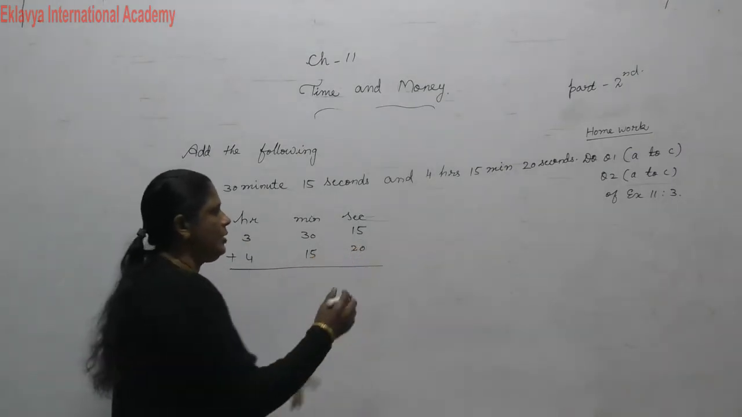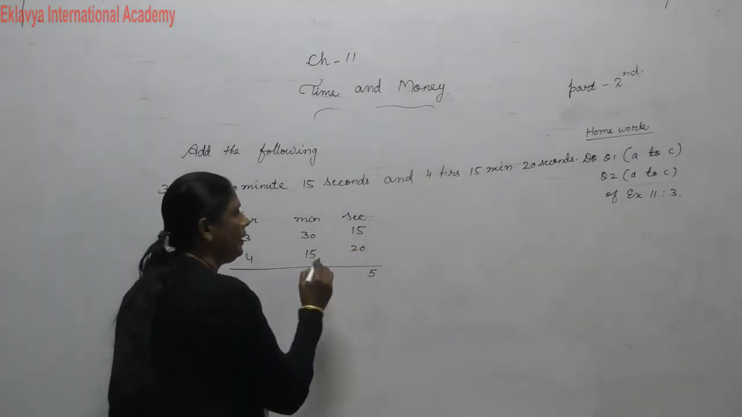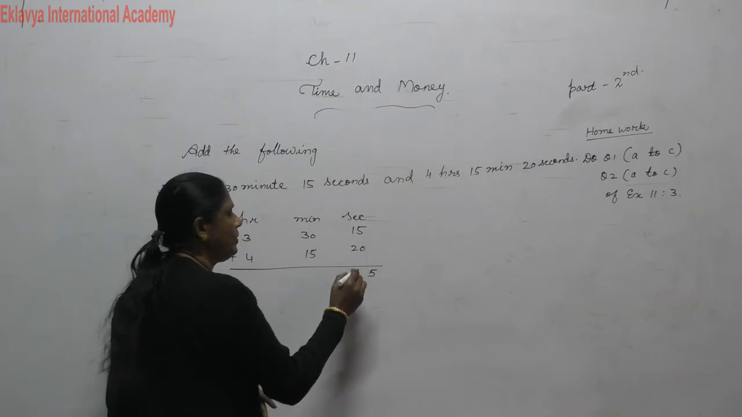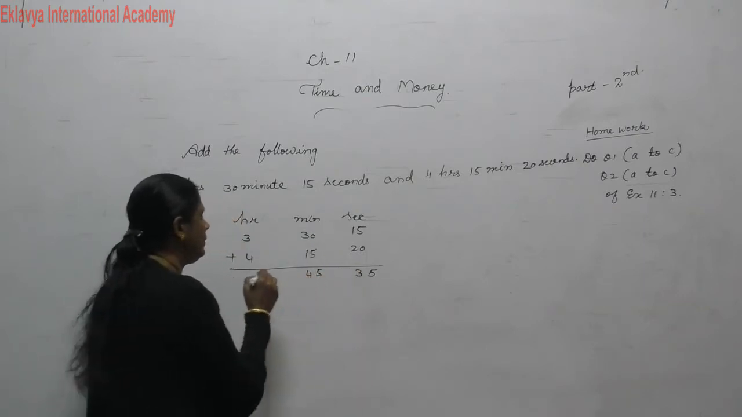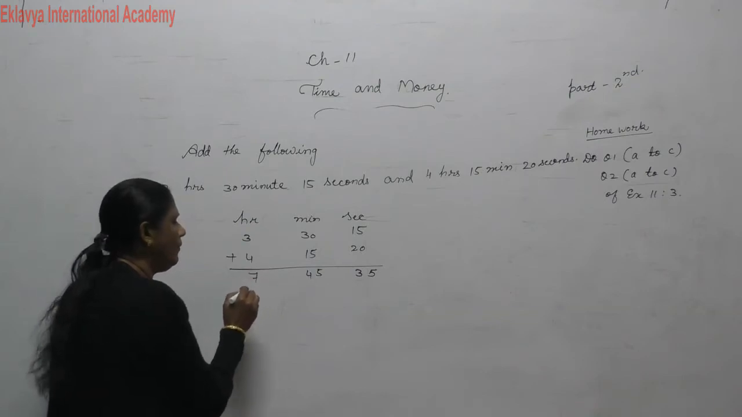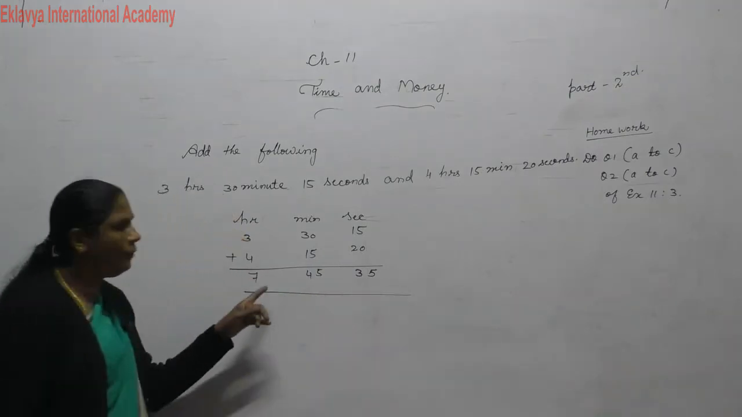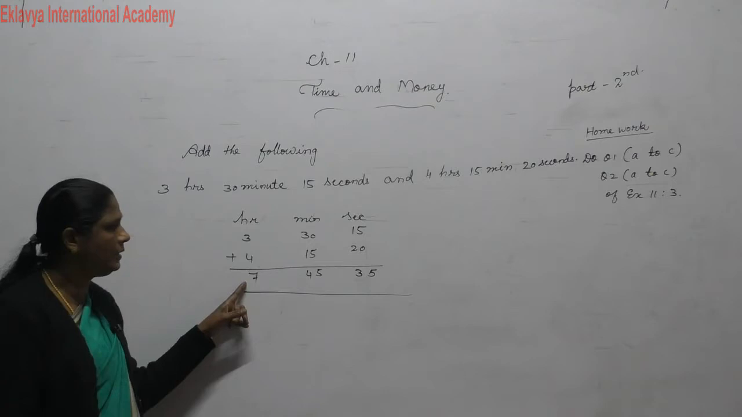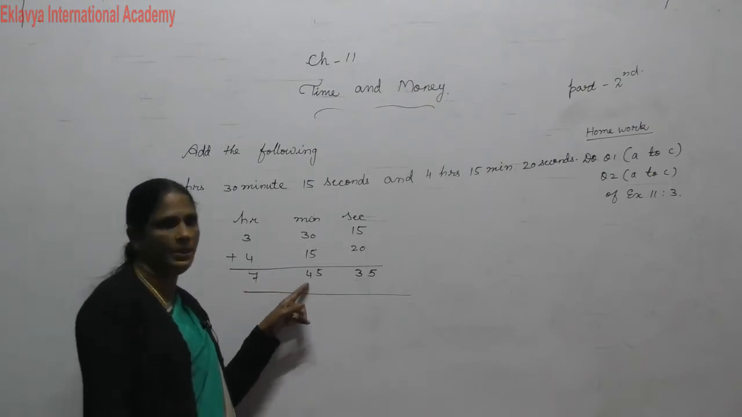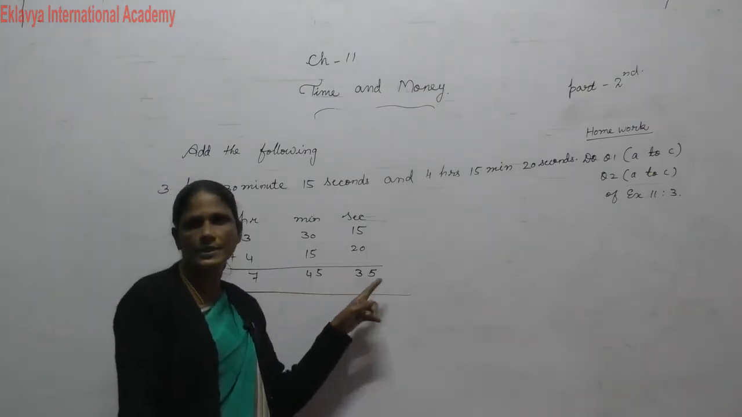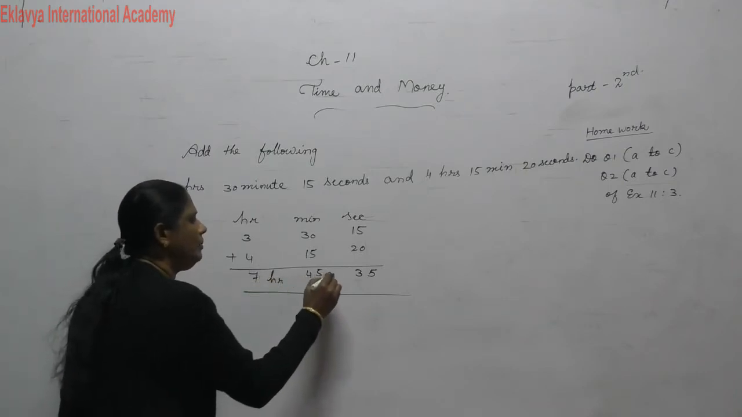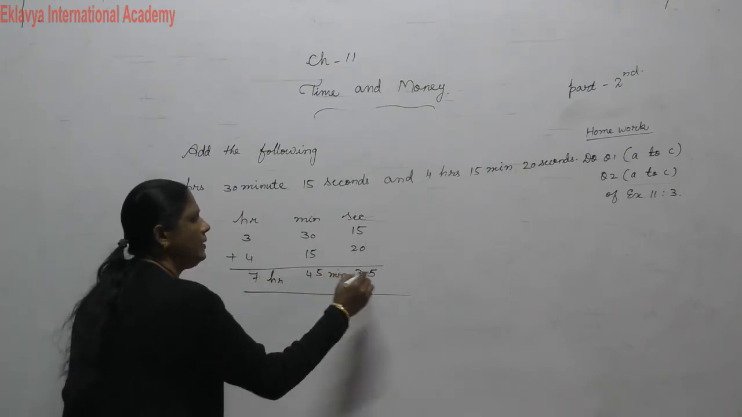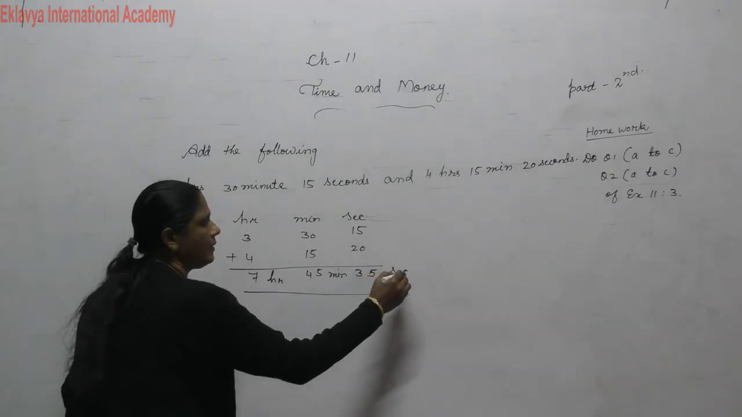5 plus 0, 5. Then 1 plus 2, 3. Here 5. Then 4. Then 7. What is our answer? 7 hours 45 minutes and 35 seconds.